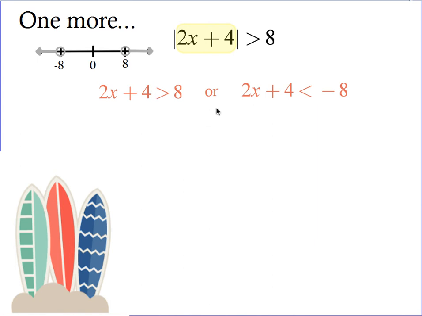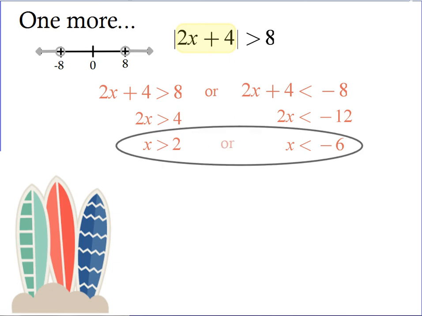Now I can take the time to solve both of these inequalities to get my solution. The inequality on the left needs to have 4 subtracted from both sides to get 2x is greater than 4. Then when we divide both sides by 2, I get x is greater than 2. The inequality on the right, when we subtract 4 from both sides, I get 2x is less than negative 12. Be careful with your subtraction. And when I divide both sides by 2, I get x is less than negative 6.